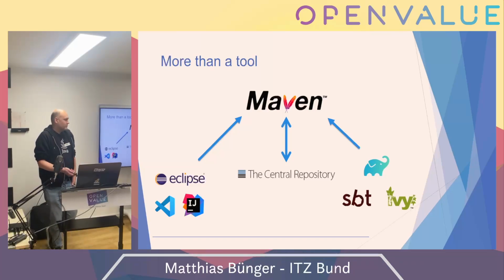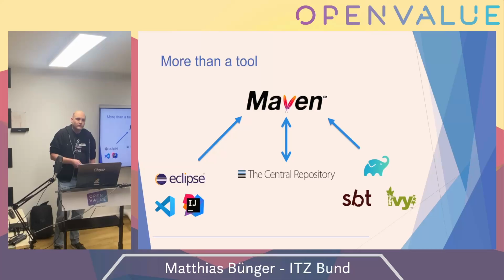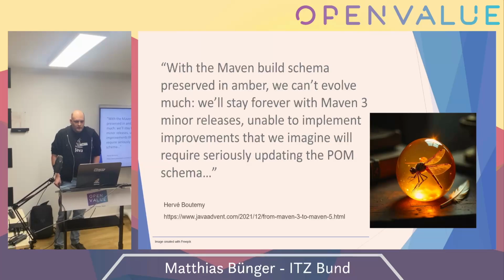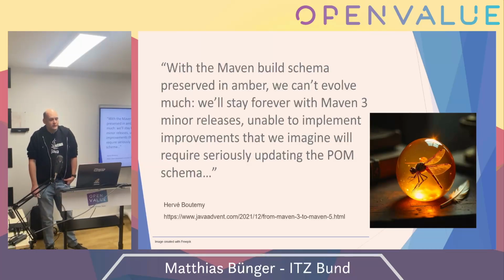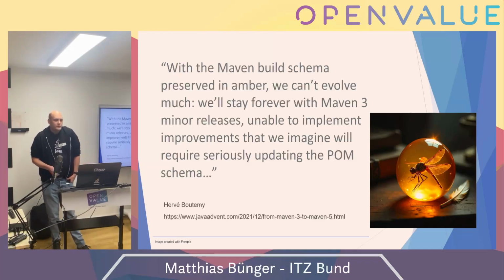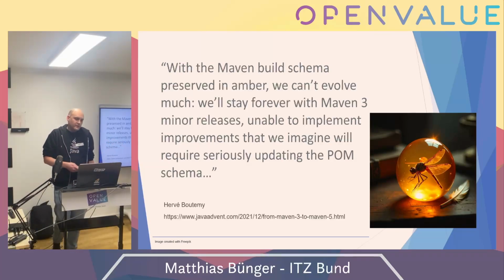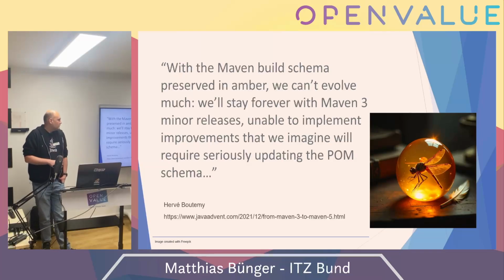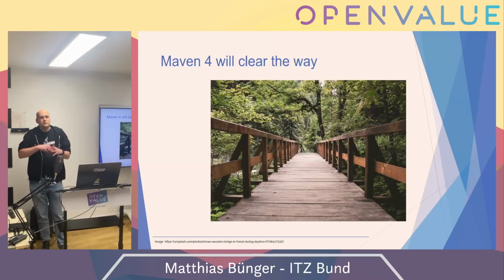So this is a problem the Maven team was facing when considering, okay, we want to evolve the POM XML. As Hervé, who is the PMC chair or the team leader of Maven, wrote some years ago, with the Maven build schema preserved in amber, we can't evolve much. We will stay forever with Maven 3 minor releases, unable to implement improvements that we imagine will require seriously updating the POM schema, even because of the ecosystem. But Maven 4 will tackle this problem and clear the way to a future where it's possible to change the POM without breaking the ecosystem.